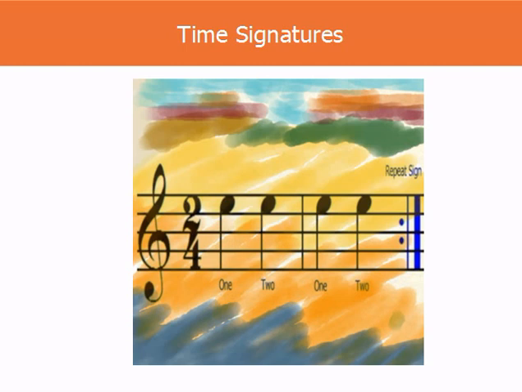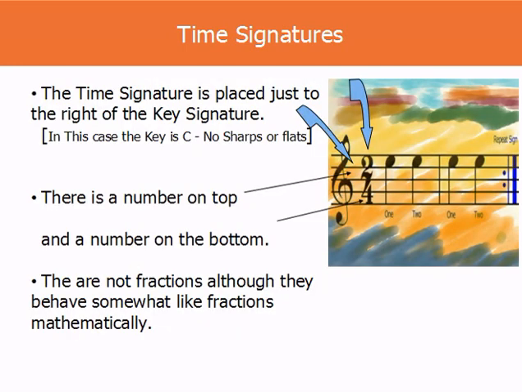Moving right along, we come to time signatures. Check out the picture here. There's a 2 and a 4. That's the 2-4 time signature. And you might have guessed there are 2 beats. So let's go talk about that.